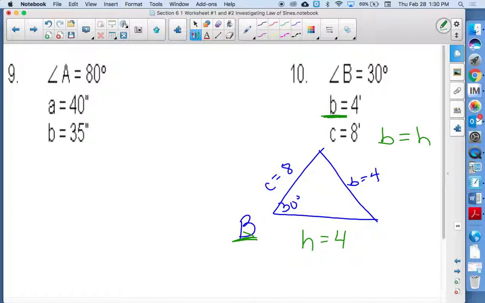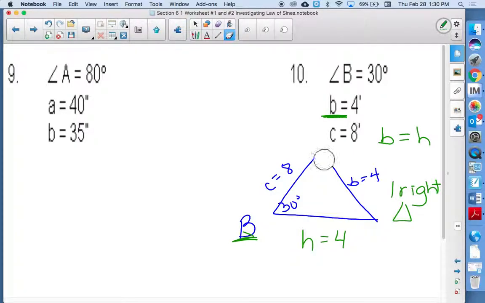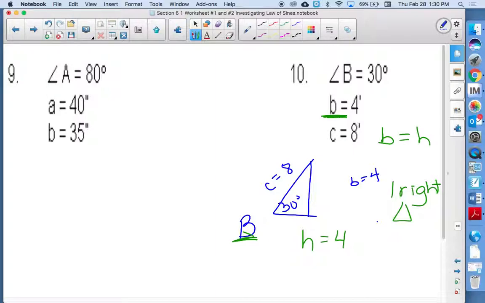What kind of triangle do you have? Not quite. A right triangle. So when it's equal, that means this side here is coming straight up and down. It is the height of the triangle. So it gives us our right triangle. That was the second one we did yesterday.